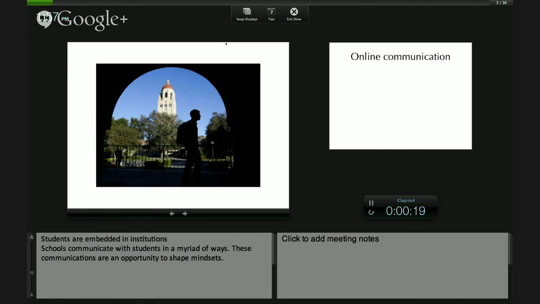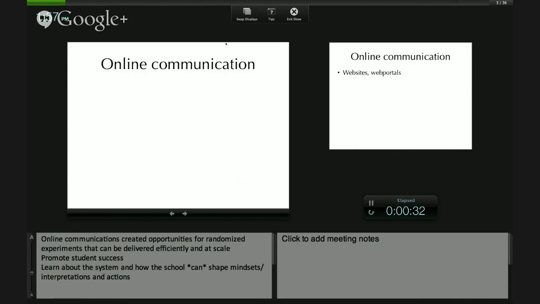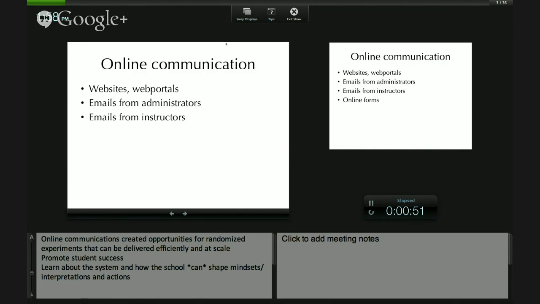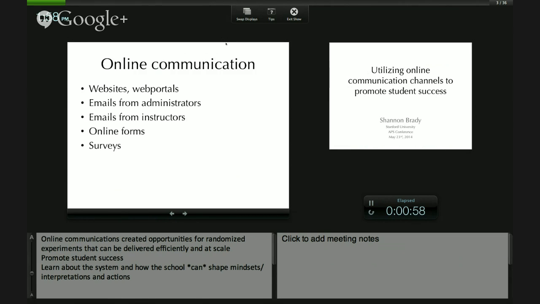And now with online communication happening so much between the teacher and the institution and the students, online channels might actually be a very rich and powerful way to help shape students' mindsets. And so if you think about the number of different ways that an institution might communicate with its students online, here's just a few of the different ones that you might see. So schools have websites, and they have web portals where you have to check your grades, register for your classes. You get emails from administrators, emails from instructors, you get emails from listservs. You have to fill out forms online at times, and sometimes schools also send surveys out. So there's a number of different ways that schools and institutions are actually having the potential to shape the ways in which students are thinking.